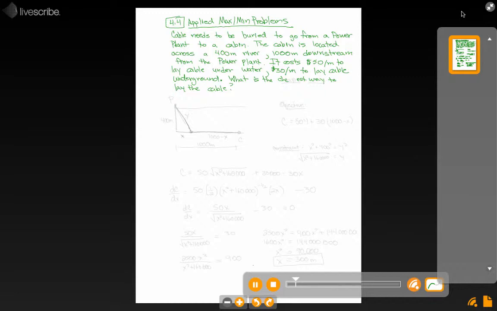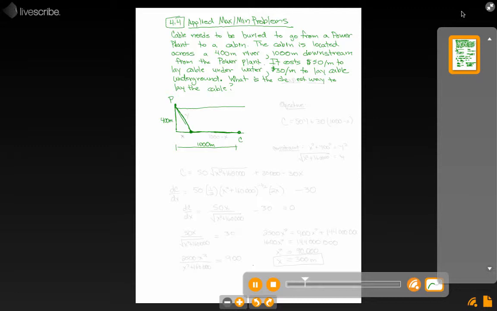So let's draw ourselves a picture. We have ourselves a river. We've got a power plant on one side of the river, so let's call that P. The cabin is across the river and downstream, so let's call this C. The size of this river is 400 meters, pretty huge. And downstream here, this is 1,000 meters.